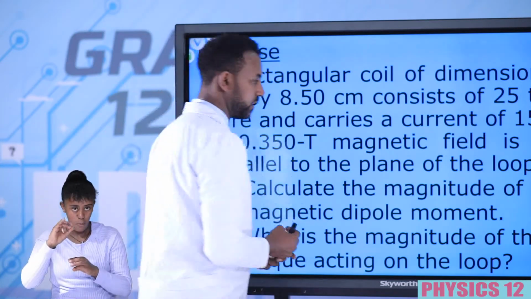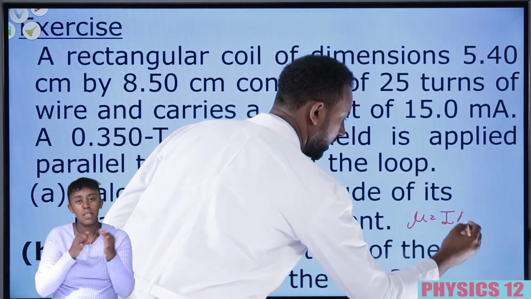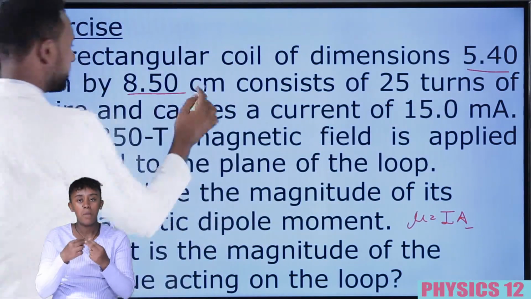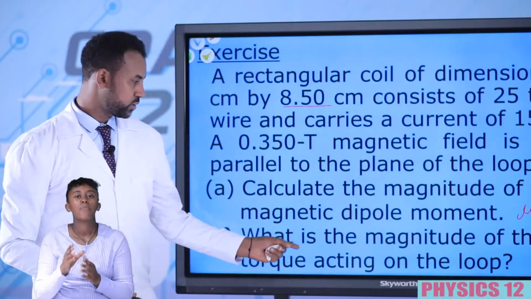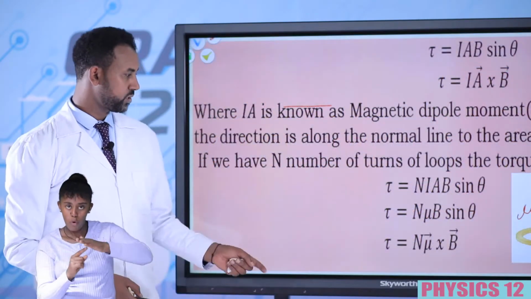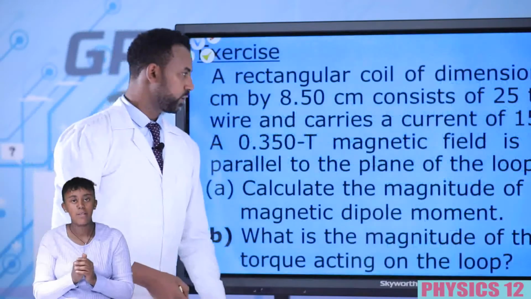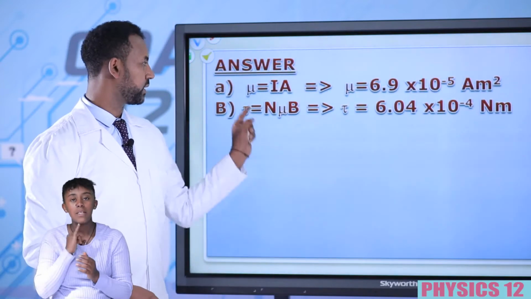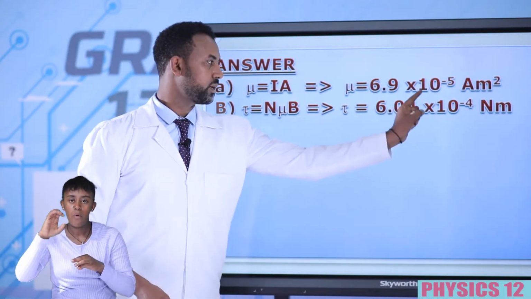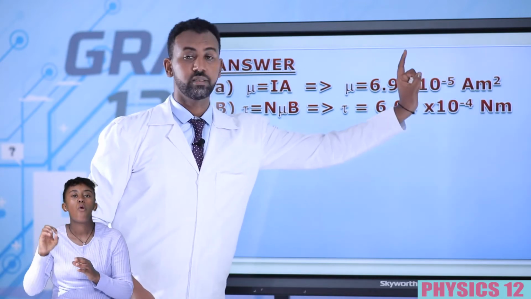Already you have the mathematical expression as I times A. You can find the area by multiplying the length and the width. And it's also possible to determine the magnitude of the torque from the equation that we have previously provided or found. So your answer is this one. I think you have already determined the magnetic dipole moment is 6.9 times 10 to the power of minus 5, and the unit of magnetic dipole moment is ampere meter squared.